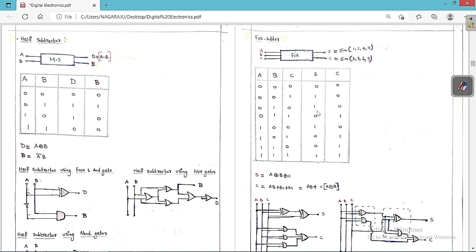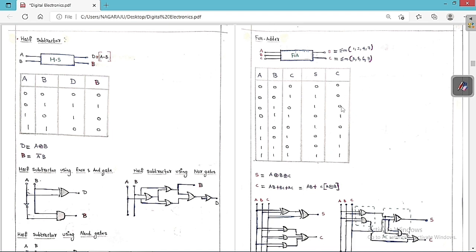If you see clearly here for the summation, I already told you, only for an odd number of ones you are going to get the output as 1 and in the remaining cases you are going to get 0. This is basically an XOR gate, A XOR B XOR C. So A XOR B XOR C is called the summation because only for an odd number of ones we are going to get the output as 1 and in the remaining cases the output is 0. It is basically XOR.